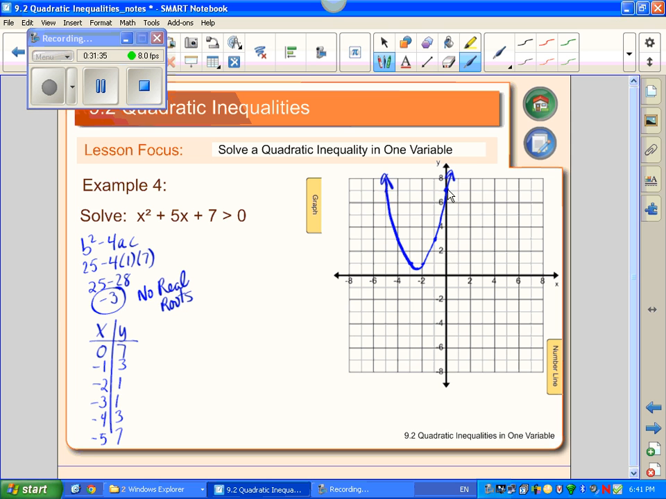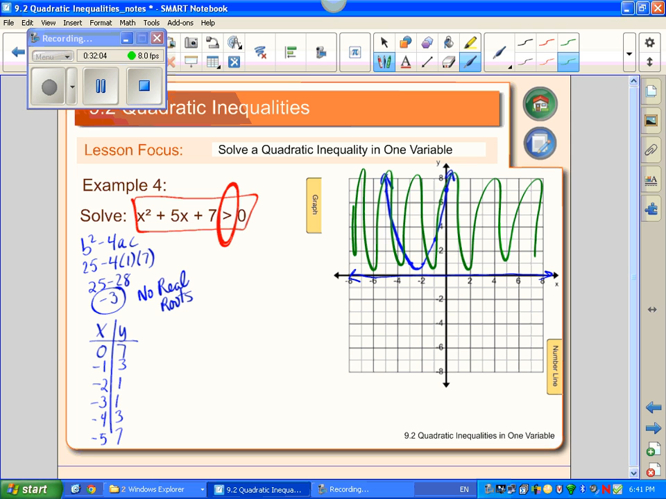Okay, so here is our graph. Let's look at our statement. And it's asking, where is this parabola greater than 0? Well, here's the 0 line. Where is it greater than 0? Everywhere. The entire thing is in the greater than 0 region.